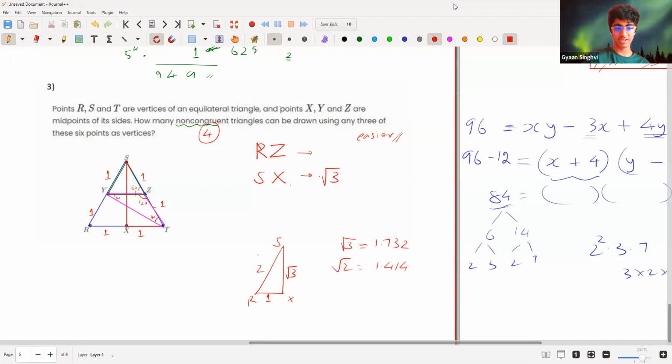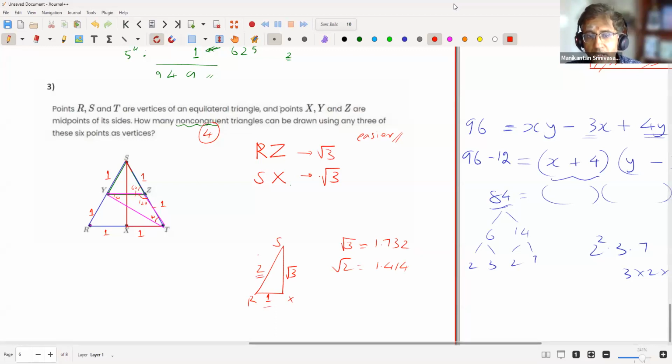Even RZ becomes the same. RZ is a part of another triangle. It's still √3, right? RZT is a right angle triangle. RZ is the altitude of RZT. In your diagram, 2 is the hypotenuse, and 1 is one of the sides. So square root of 4 minus 1.